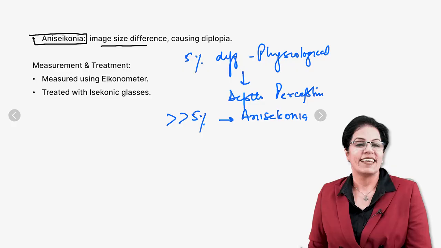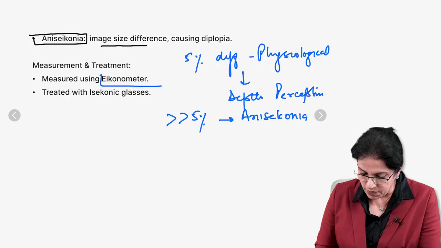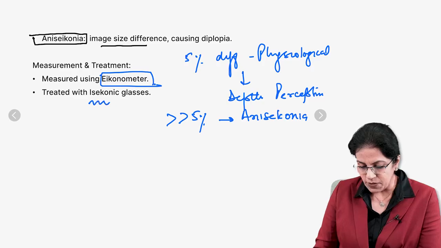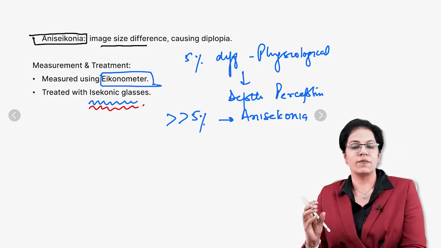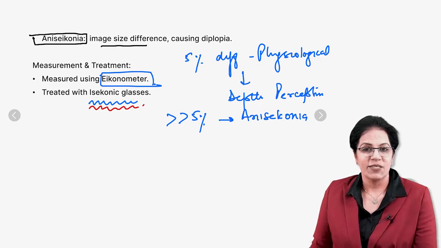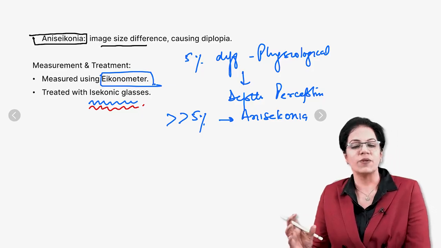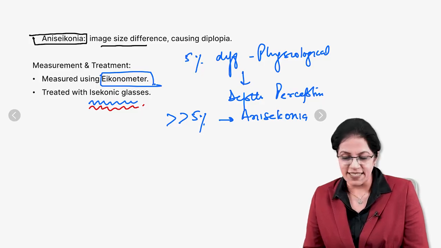Got it? How do you measure it? Just know the name of the instrument, it is an eikonometer. And how do you treat? We use iseikonic glasses. What are these glasses? Iseikonic glasses. These are nothing but magnifying glasses, just to make the two images equal. That is why you call them iseikonic glasses. This is all you have to know about aniseikonia. So these are the refractive errors.